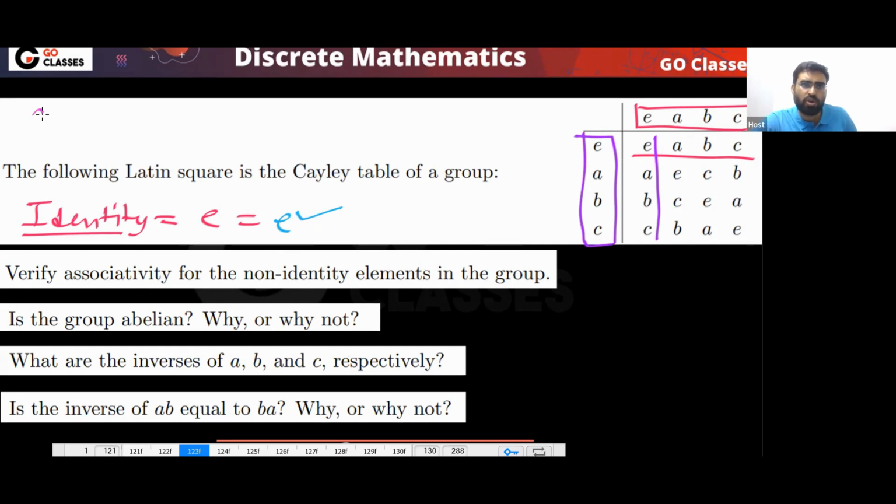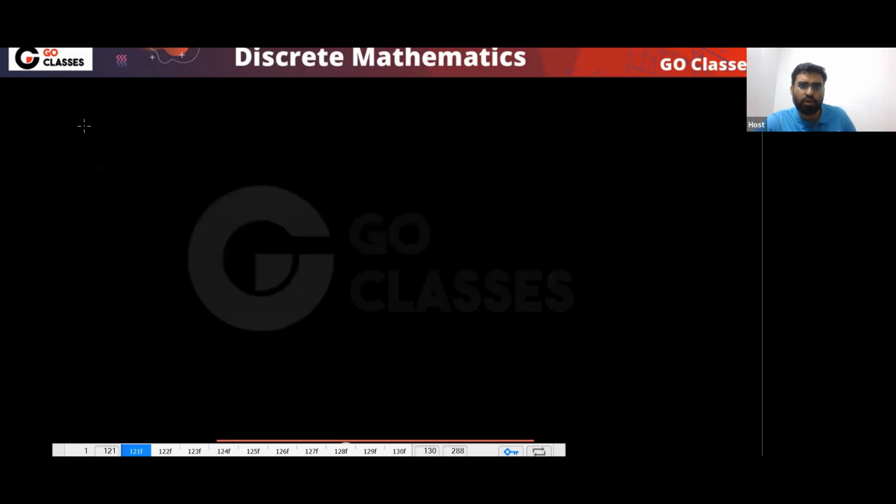Okay, so is it commutative or not? First you tell me, is this commutative? Is this symmetric? So let's check EABC, AECB. See, the second row is same as second column. Third row is same as third column, BCEA. Fourth row is same as fourth column, CBAE. So this is commutative. Remember, if you want to check commutative, then what to do? To check commutative, this is what you need to do.